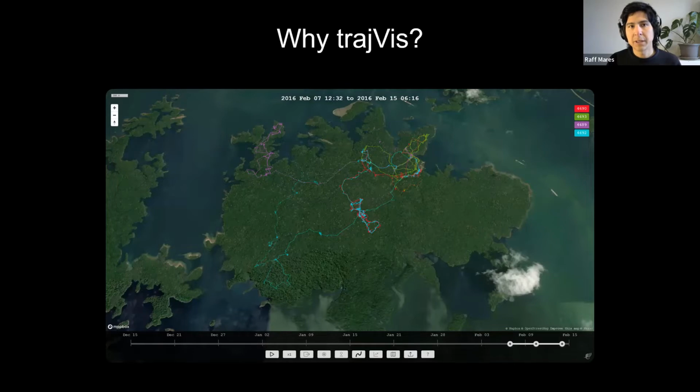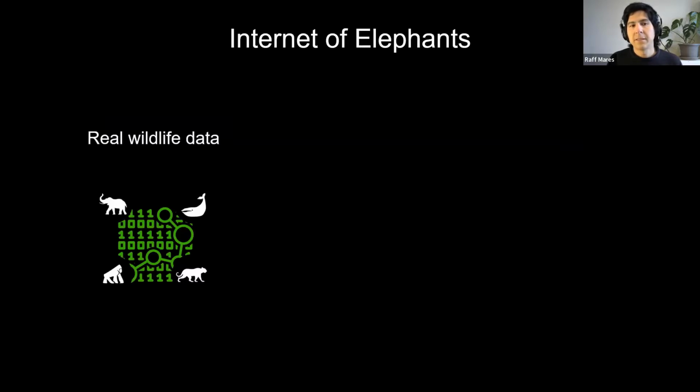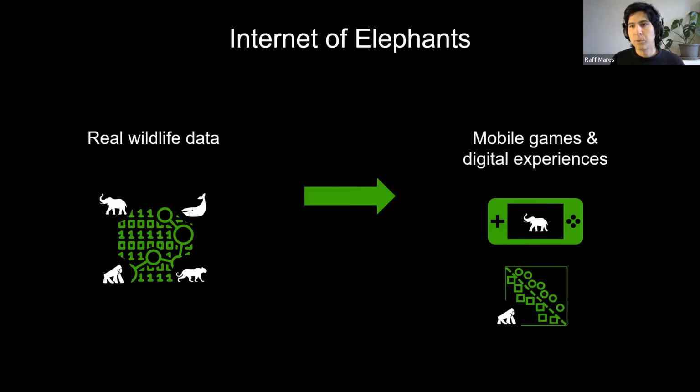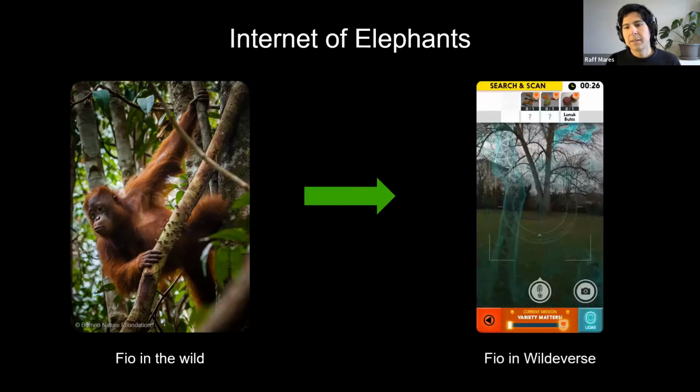And this was done while I was working at Internet of Elephants. Internet of Elephants is a small company based in Kenya, and we use real wildlife data to tell conservation stories through mobile games and interactive digital experiences. So, for example, we partner with an organization studying orangutans in the wild in Borneo, and they give us their data on behavior, on feeding habits, and generally life history of the animals they're studying. And we use these data to create a game like Wilderverse.